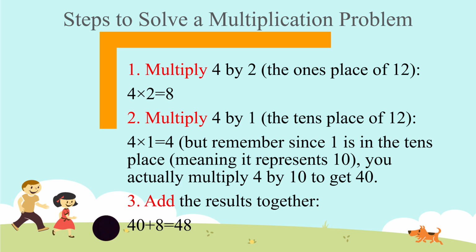But remember, since 1 is in the tens place, meaning it represents 10, you actually multiply 4 by 10 to get 40. Step 3, add the results together. 40 plus 8 equals 48.